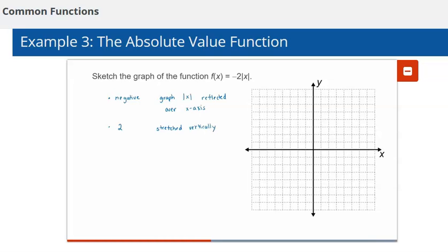So we find a couple points on this graph. So we have that f of -2 equals -4, and f of 2 equals -4. We also have that at 0, the y value is 0. So we have a point at the origin, and we have a point at -2, -4, and a point at 2, -4.